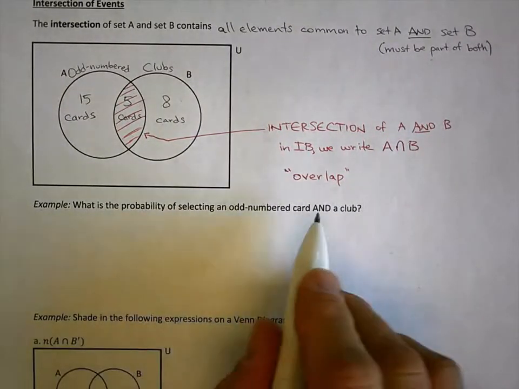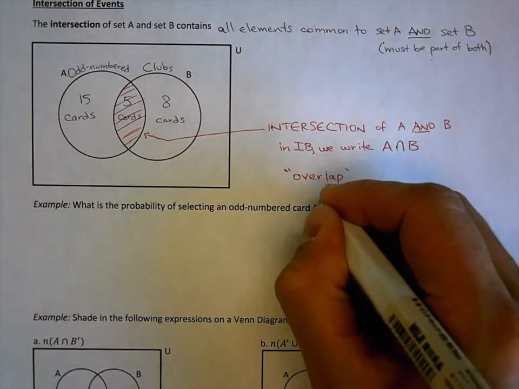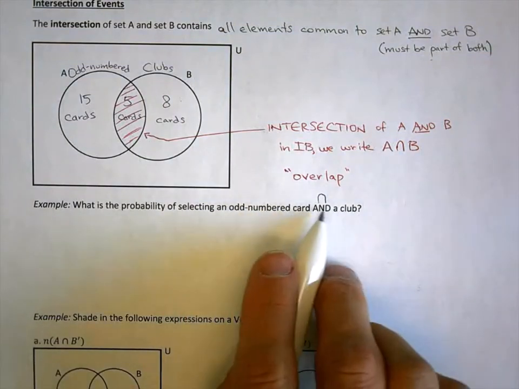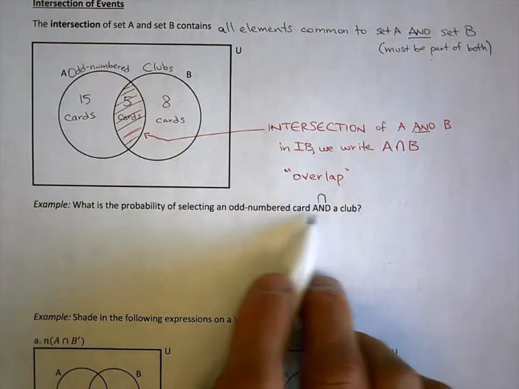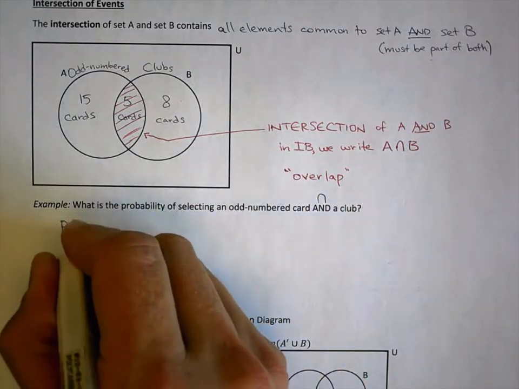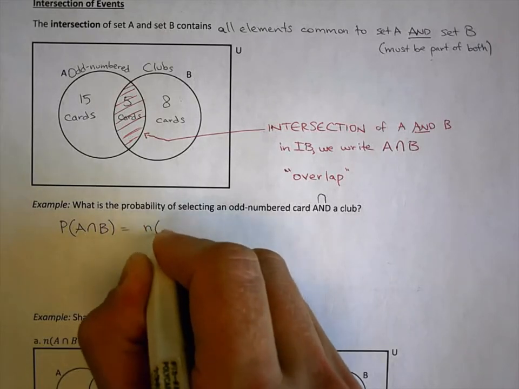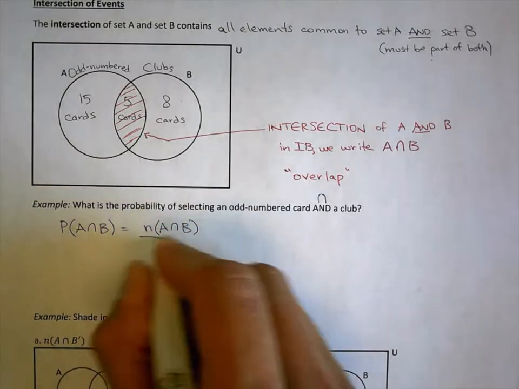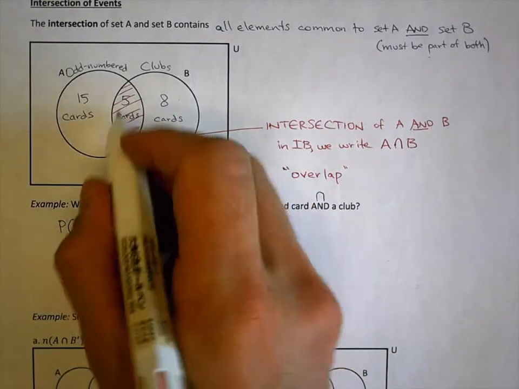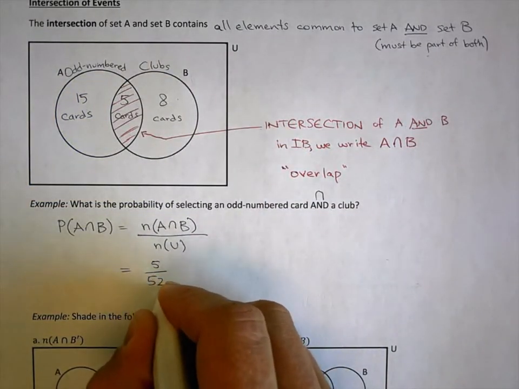So if I ask you, what is the probability of selecting an odd numbered card and a club? Immediately you should be thinking, oh, that's intersection. That means I have to have these two properties, which is very rare. These are our special cards that are both odd and a club. The probability of A intersect B is the number of elements in A and B over the number of elements in U. You can see right here there are 5 that are part of both, and there are 52 in total.